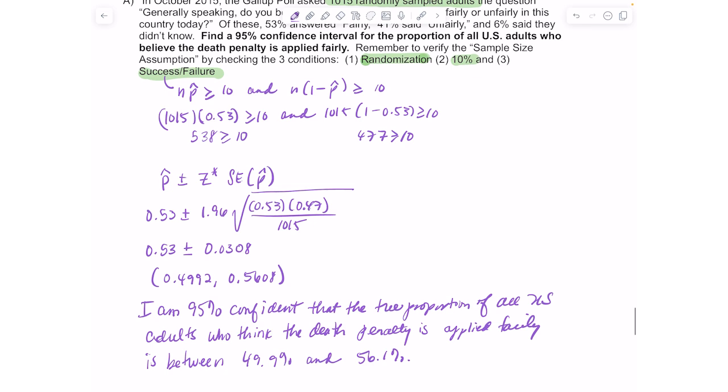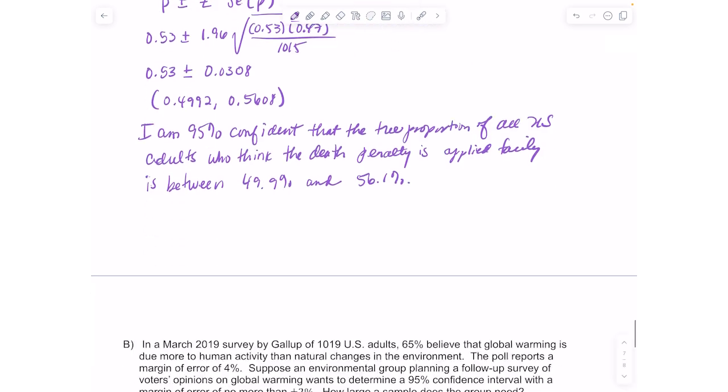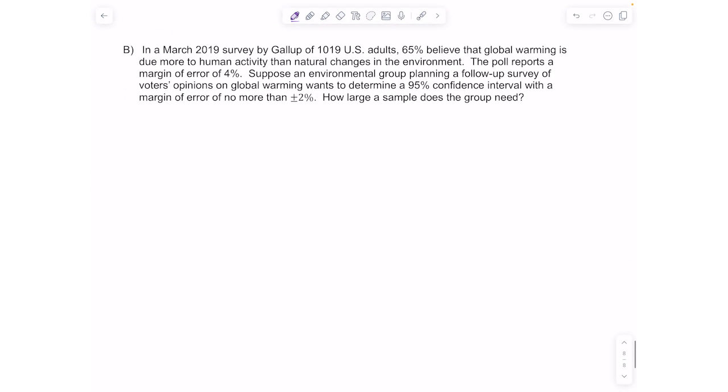In this last problem, we're going to look at sample size. Like how large of a sample do we need to take to be a certain percent confident within a certain margin of error? So in March 2019 survey by Gallup of 1,019 US adults, 65% believe that global warming is due more to human activity than natural changes in the environment. The poll reports a margin of error of 4%. Suppose an environmental group planning a follow-up survey of voters' opinions on global warming wants to determine a 95% confidence interval with a margin of error of no more than plus or minus 2%. How large a sample does the group need?